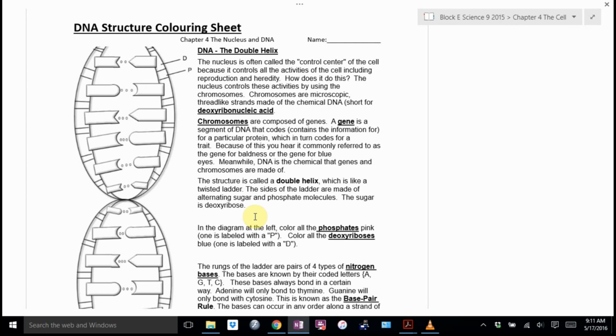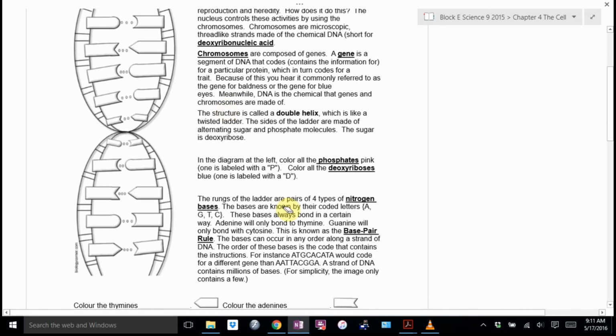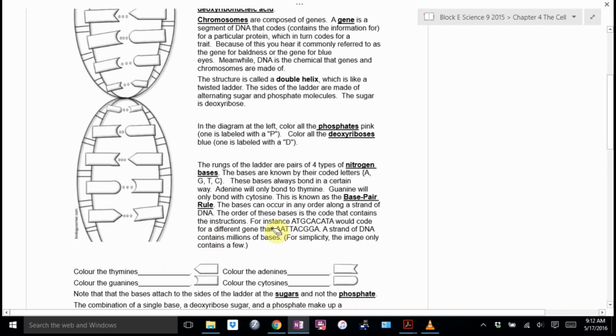So what I want you to do is read through this. In the diagram at the left, color all the phosphates pink. I've labeled one phosphate for you, so you're going to color those pink. P for pink, P for phosphate. You're going to color all the deoxyriboses blue. One is labeled with a D. The rungs of the ladder are pairs of 4 types of nitrogen bases. These pairs are known by their coded letters, A, G, T, and C. You can read through the rest of that.